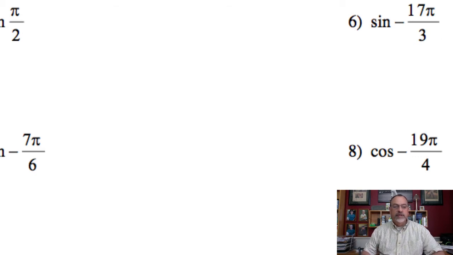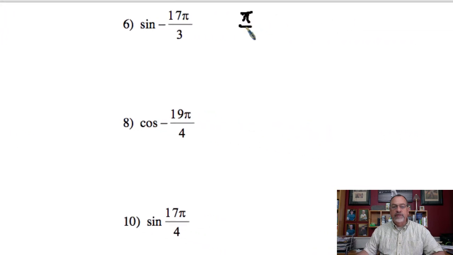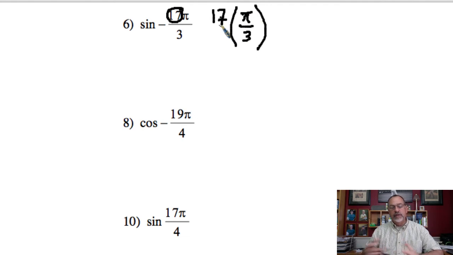Now, what helps me is I look at the denominator, and that tells me what kind of angle I have. So a pi over 3 angle is a 60. So I know that this angle is a multiple of 60. The number in the numerator tells me how many 60-degree angles I have. I have 17 60-degree angles if I break this apart. And I know that I'm going to rotate in the clockwise direction.